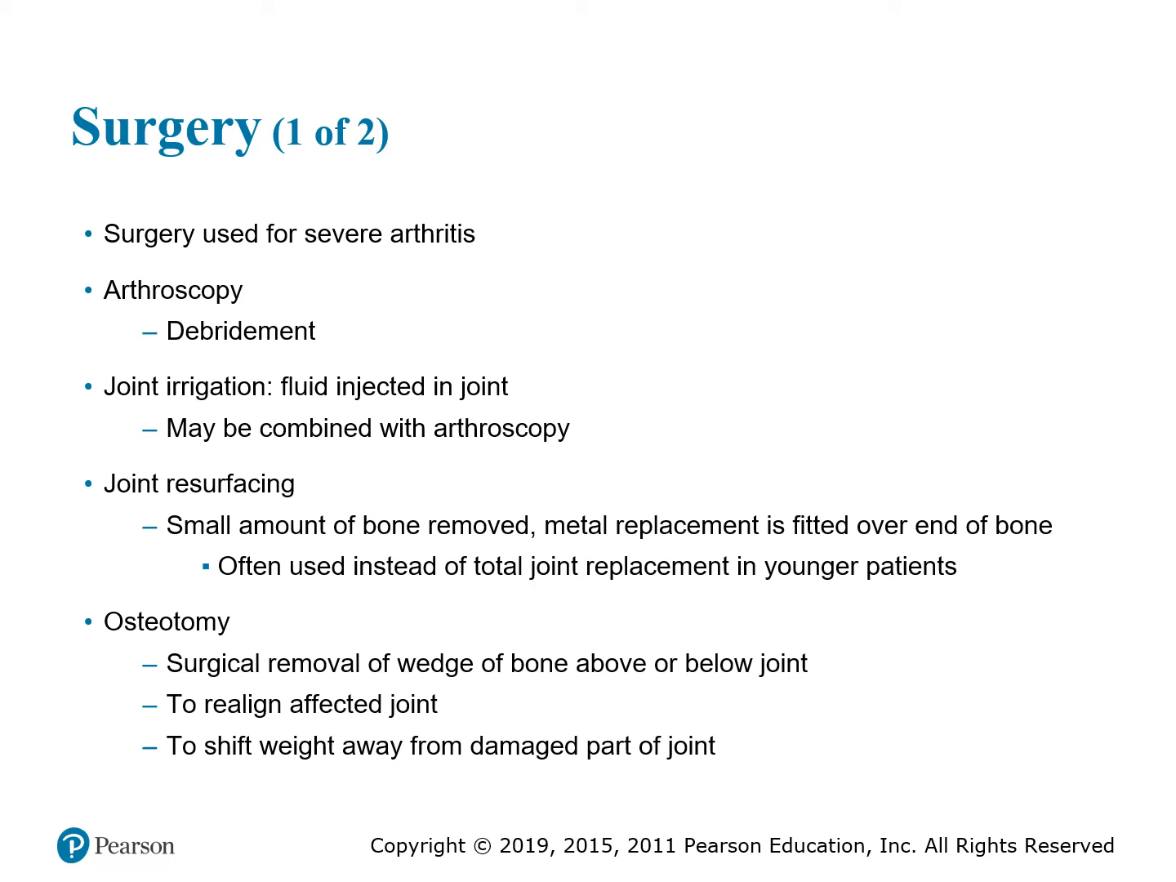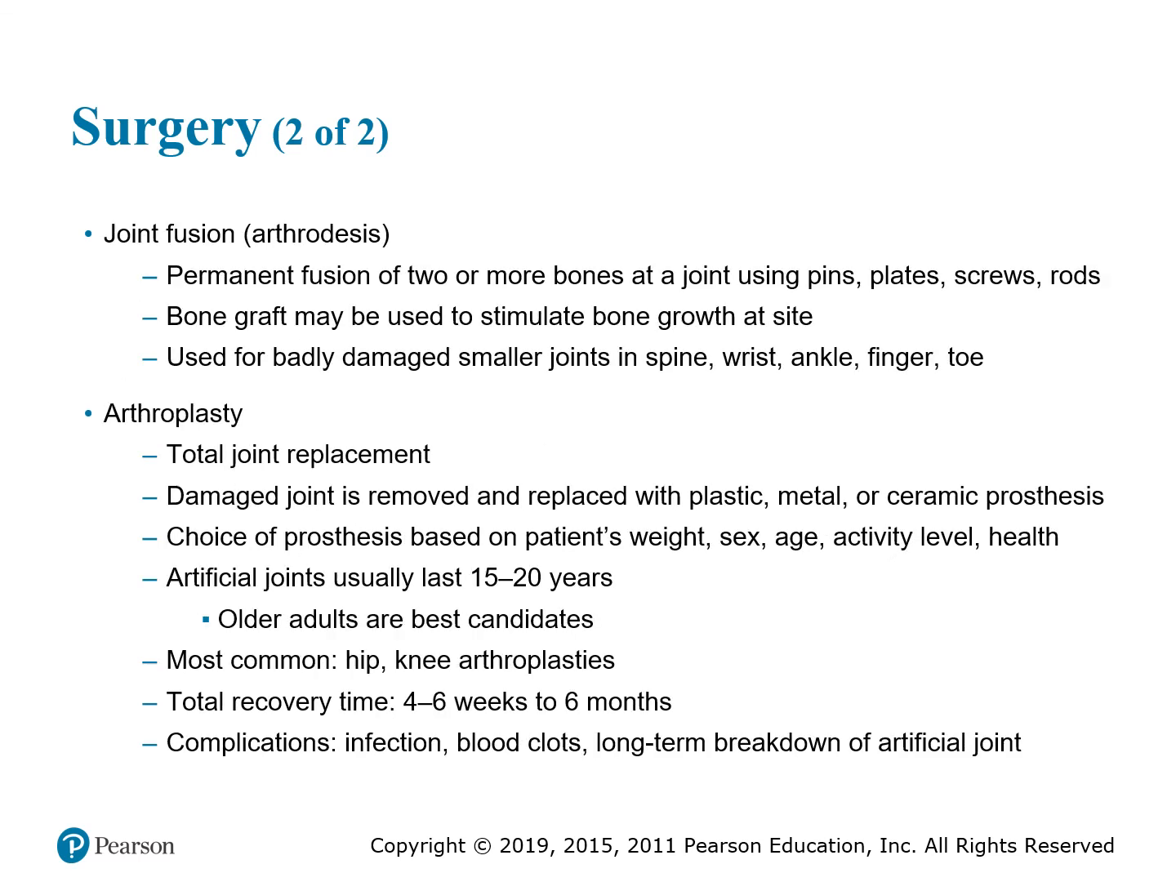Small amount of bone removed, metal replacement is fitted over the end of the bone, so some type of prosthetic device. And then an osteotomy, and this is surgical removal of a wedge of a bone above or below the joint. You realign the joint and shift the weight away from the damaged area. And again, these are listed for you on page 948 and 949.